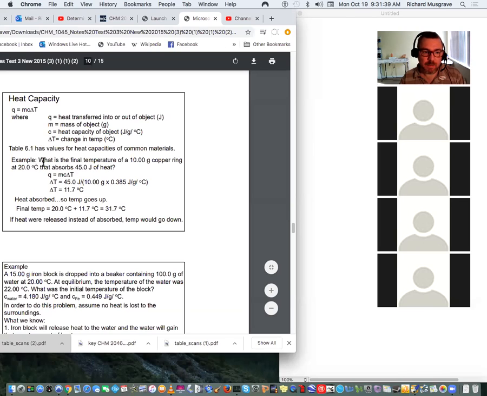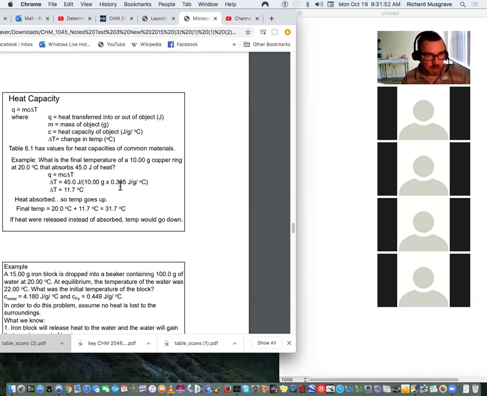So what we're looking at, what is the final temperature of a 10.00 gram copper ring that absorbs 45.0 joules of heat? And here you would also need the heat capacity of the object. But let's talk a little bit about heat capacities.